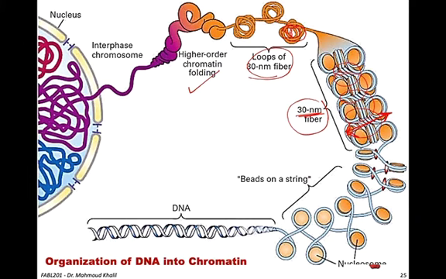And you can see here how many layers of complexity. You can see 1, 2, 3, 4 layers of complexity in order to fit the 2 meter DNA into the nucleus, which is around 10 micrometer.